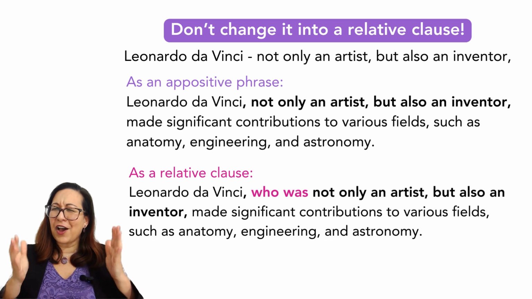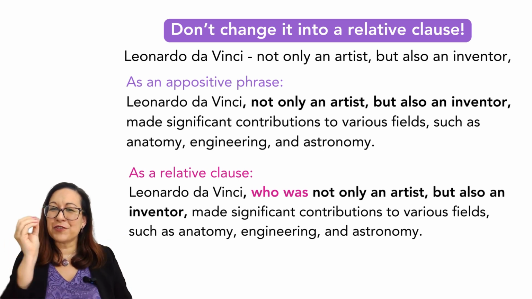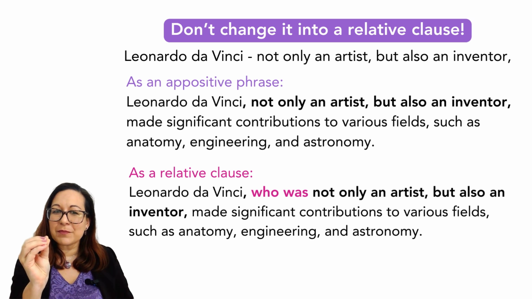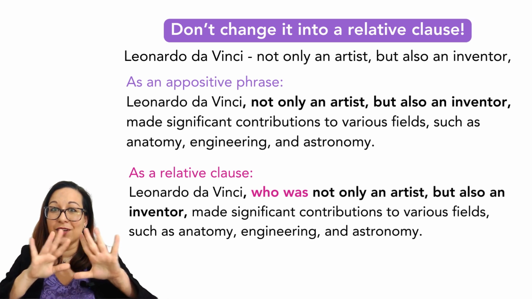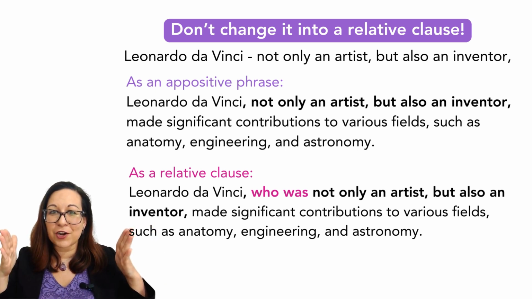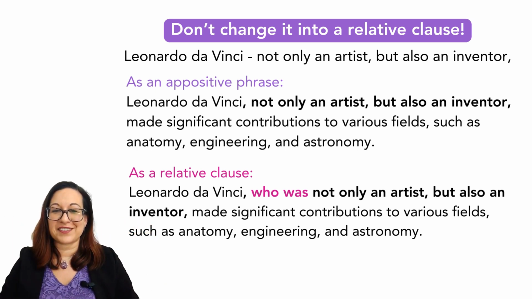So hopefully you see the difference there. If you've got that conjugated verb, it's a relative clause. If you remove it and you don't have any conjugated verbs, it's an appositive phrase.